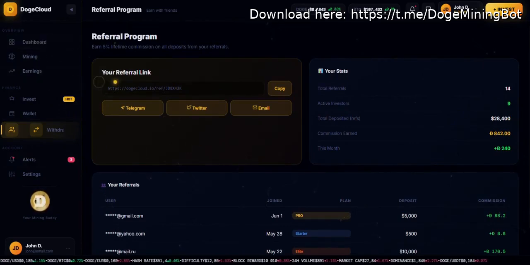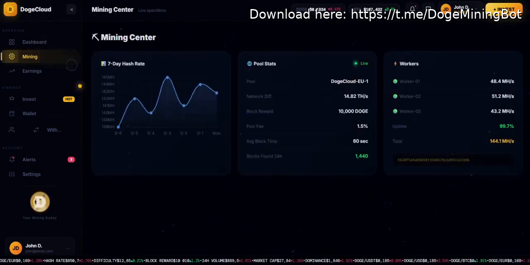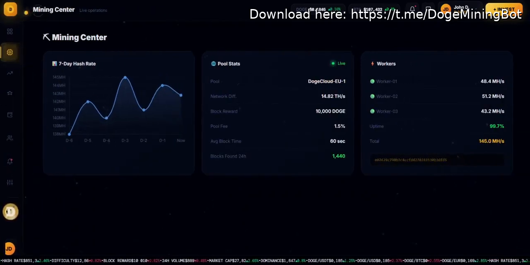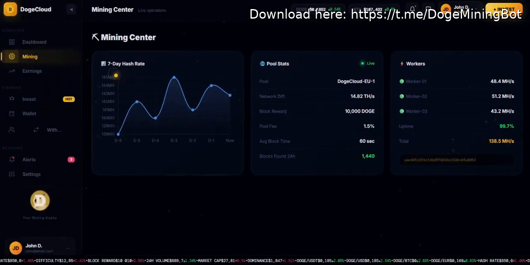The platform also provides live Dogecoin market data, including Doge/USD, Doge/BTC, Doge/EUR, Doge/USDT exchange rates, network difficulty, hash rate, block rewards, trading volume, market capitalization, and market dominance metrics.